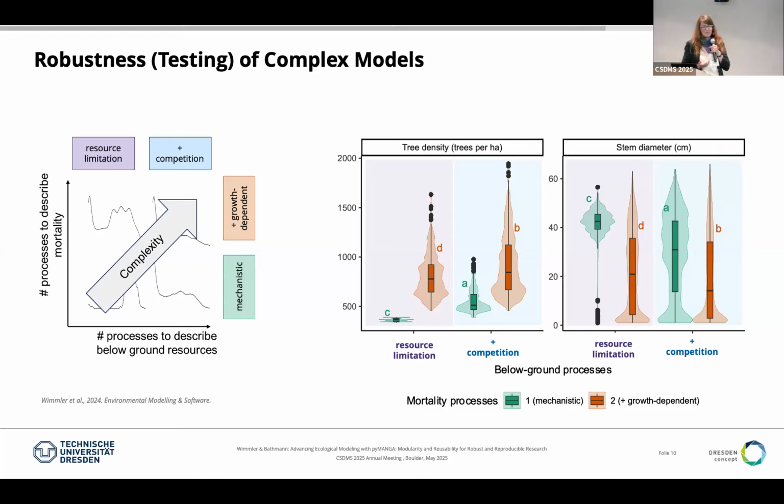Of course, the effects of some modules are stronger than others. And also the combination of modules can have superimposed effects. This could make it really difficult to interpret the results and sometimes even lead to misleading conclusions. Therefore, testing the robustness of the model, so testing each module and the interaction, is really essential to build reliable models.